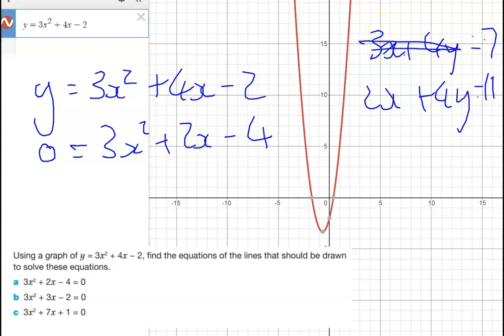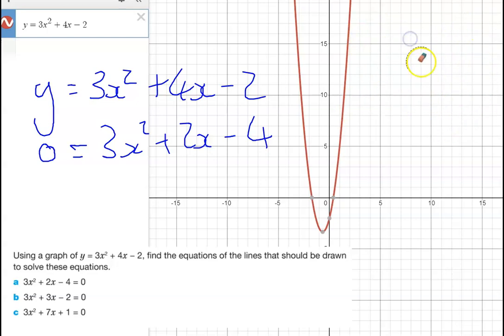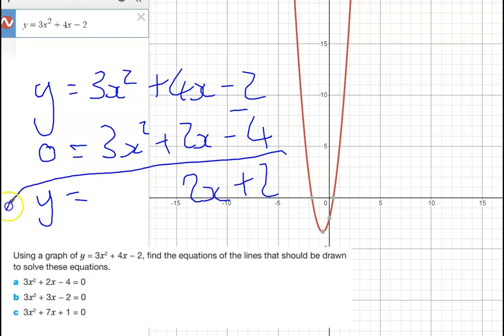Oh yeah, that doesn't erase things when I'm on Desmos. Get rid of all that. Okay, so let's just get on with it. y take away nothing is y. 3x squared take 3x squared disappears, goes away. 4x take 2x is 2x. Minus 2 take away minus 4 is actually plus 2, because the minus minus is plus. So what we're left with is y equals 2x plus 2.